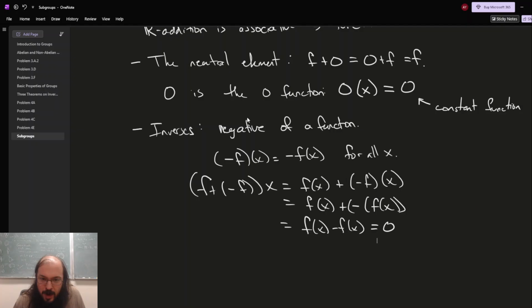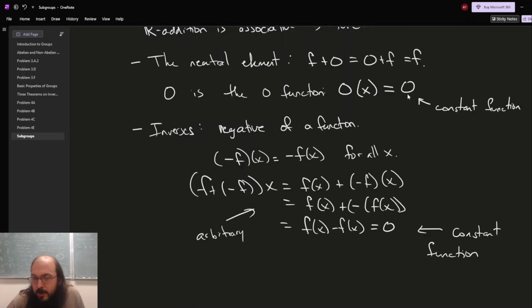And since this is true for any x, since x was arbitrary, that means this is the constant function. And so f plus negative f of x gets me to the neutral element, which is what I wanted to find. Properly speaking, in order to completely do the verification, I should also do it the other way around, right? I should do minus f plus f. I'll leave that to you guys to check. The verification is basically the same process, but just with the minus sign slightly rearranged.